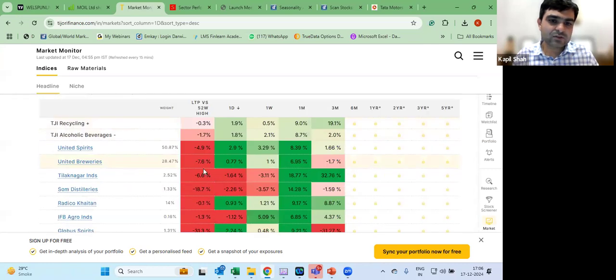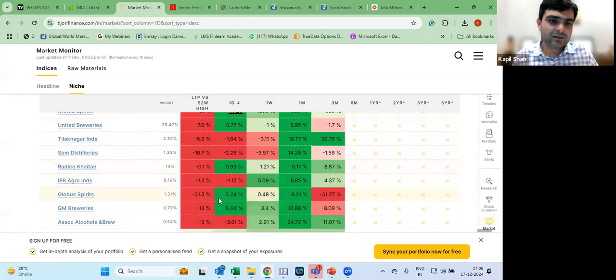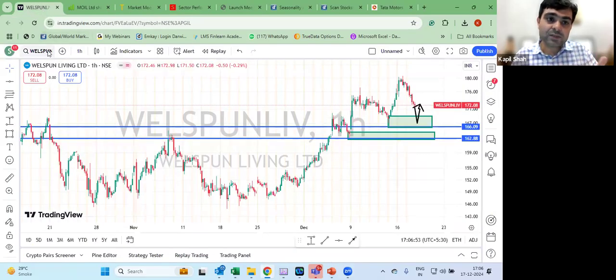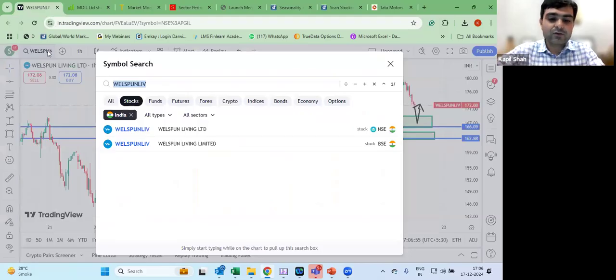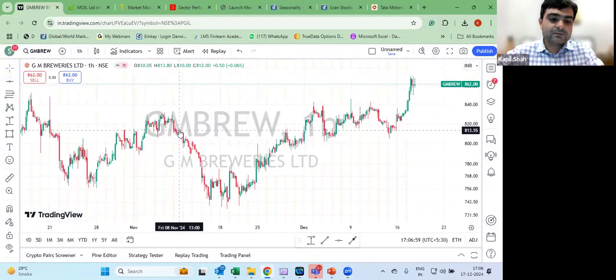Alcohol beverages: today United Spirit did well, Global Spirit did well, GM Breweries did well. So you can fetch ideas from here and see what the flavor of the market is. Then you look at the higher time frame and lower time frame, do backward and forward integrations to find harmony on the chart, and then the trades get developed. So for example, GM Breweries. I was not aware of GM Breweries, but I sensed that some sort of momentum is happening in it. So I click on GM Breweries.